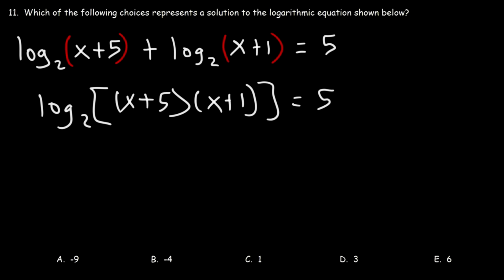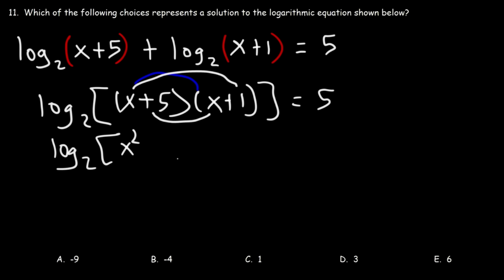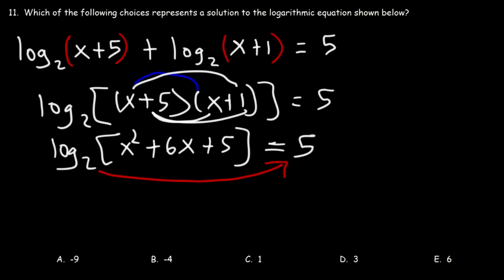Now let's go ahead and FOIL that expression. So we have x times x, which is x squared. And then we have 1x, which we can add with 5x, giving us 6x. And then 5 times 1 is 5. Now we have a single log expression equal to a number. So at this point, we want to change the equation from its logarithmic form into its exponential form. Starting with the base, we have 2 raised to the 5th power is equal to the stuff inside.